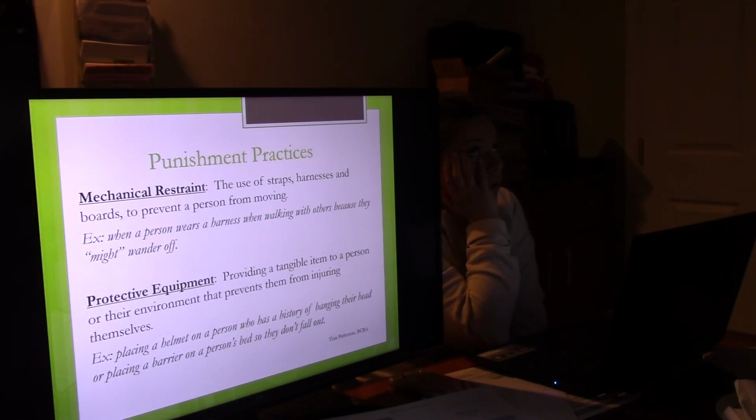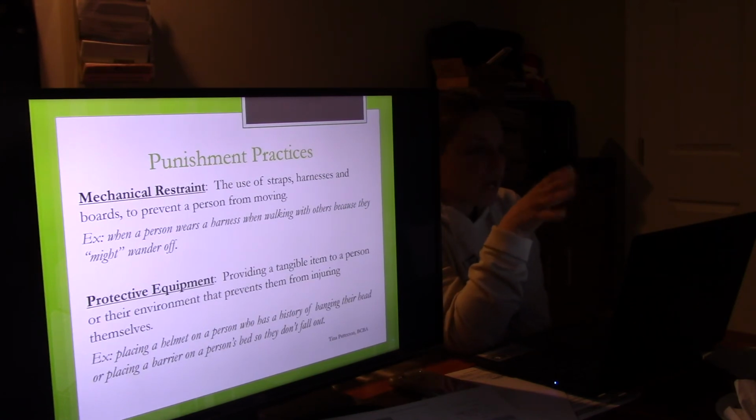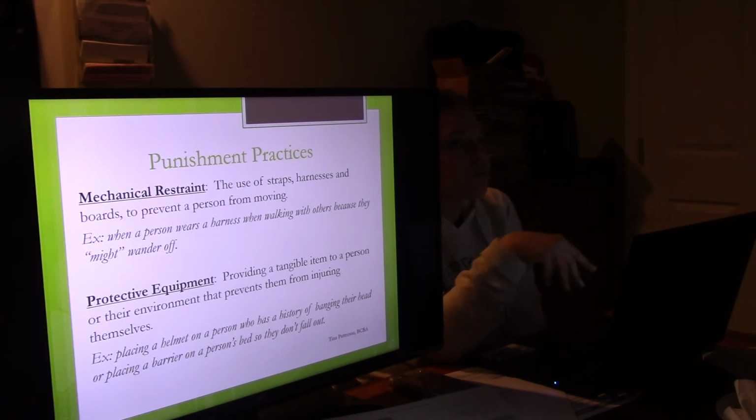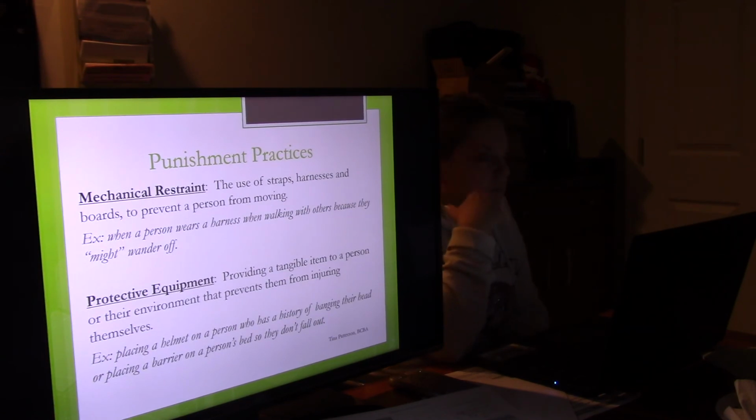There is also overcorrection, where they messed up the room. Not only do they have to clean up the part that they messed up, they have to do more. They have to spray the tables and vacuum.